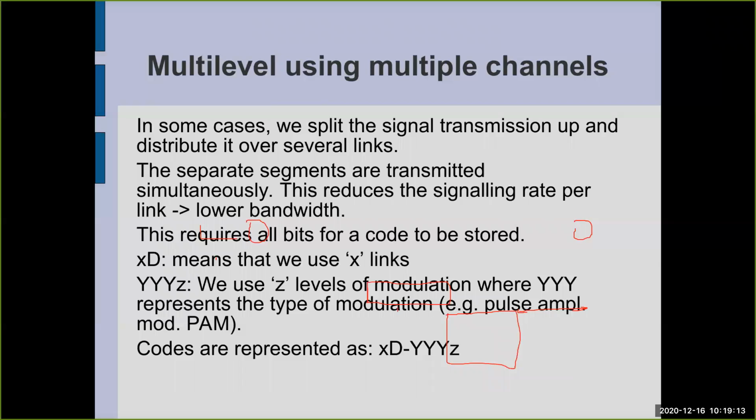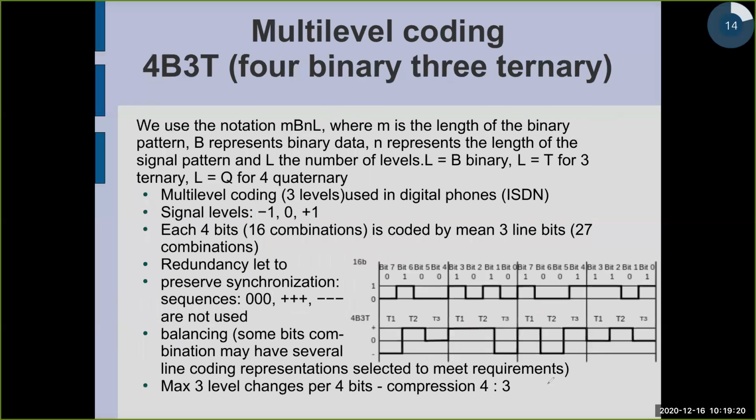This method can be applied in different combinations. For example, I can have more voltage levels or a different size of channel bits, and so on.